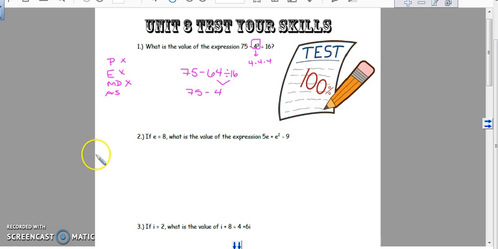Divide by 16. That gives me 4. No more multiplication and division. I have addition and subtraction. That gives me 71, you should have gotten.